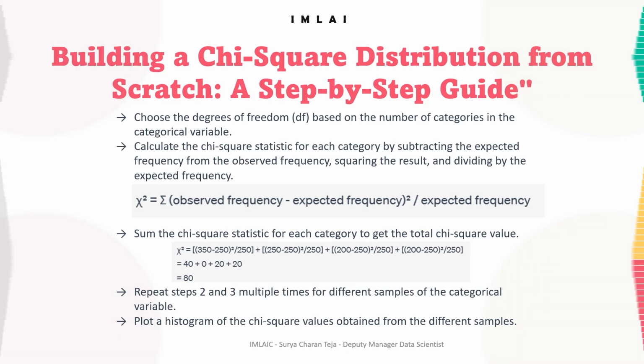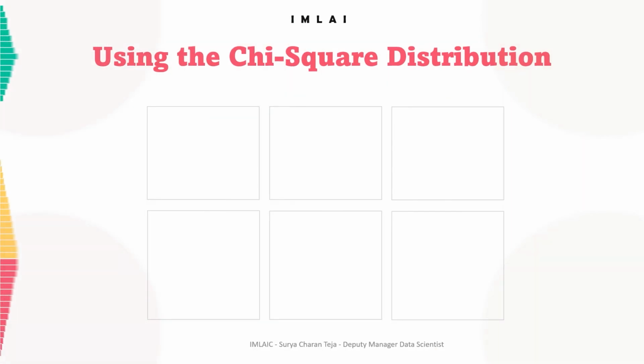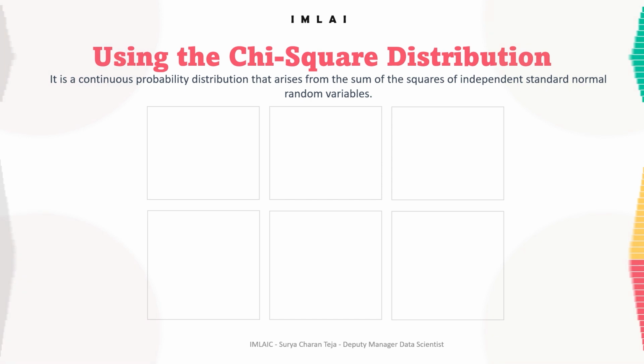So now let's look into the practical uses of chi-square distribution, because we know the history of chi-square distribution and we have built a chi-square distribution from scratch for the hair color categorical variable. Now we will look into the practical uses of chi-square distribution, how a data scientist uses it. Basically, that's what we do now.